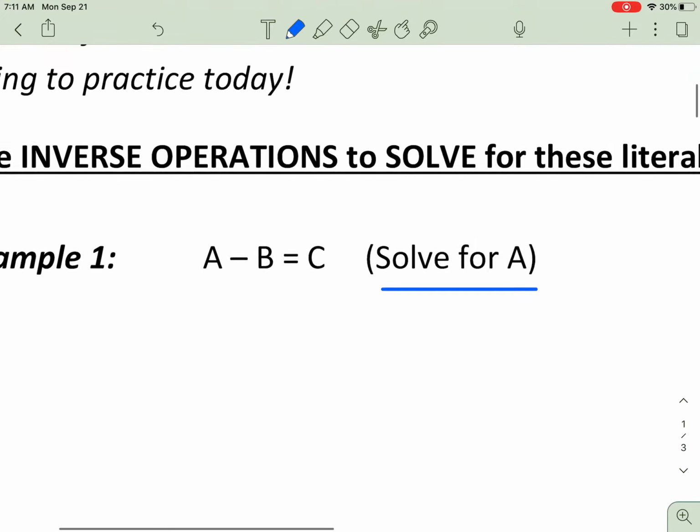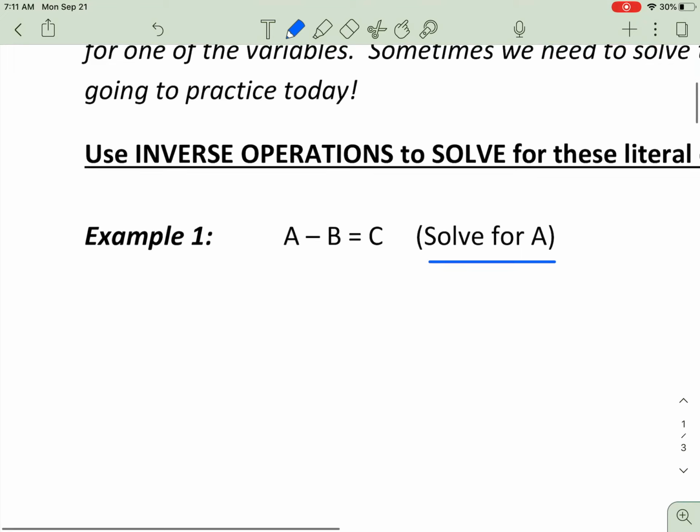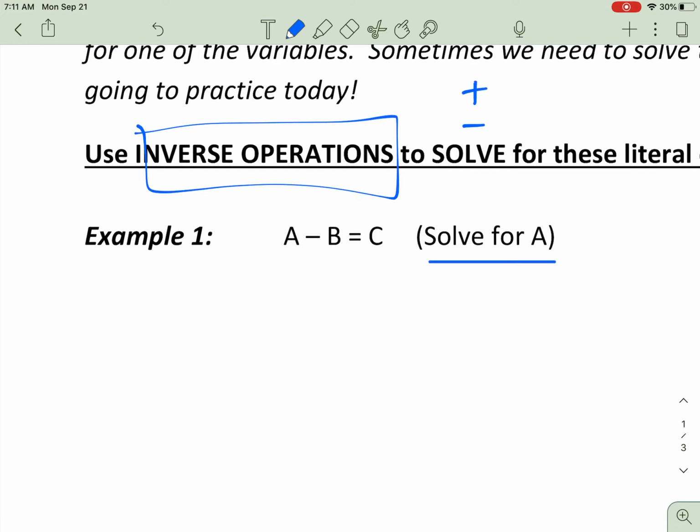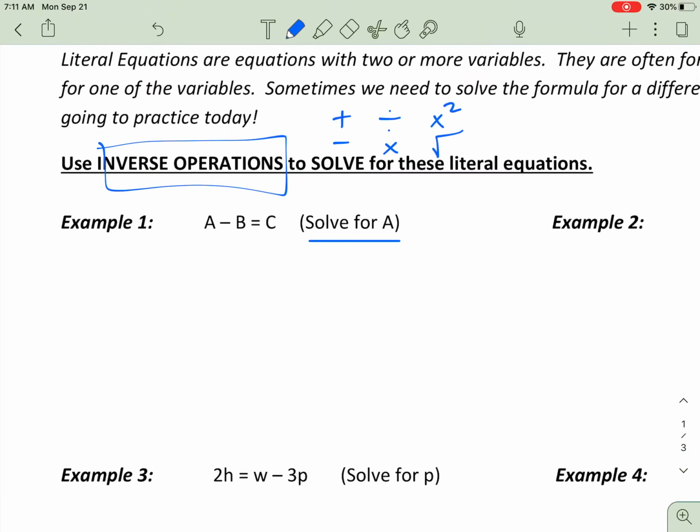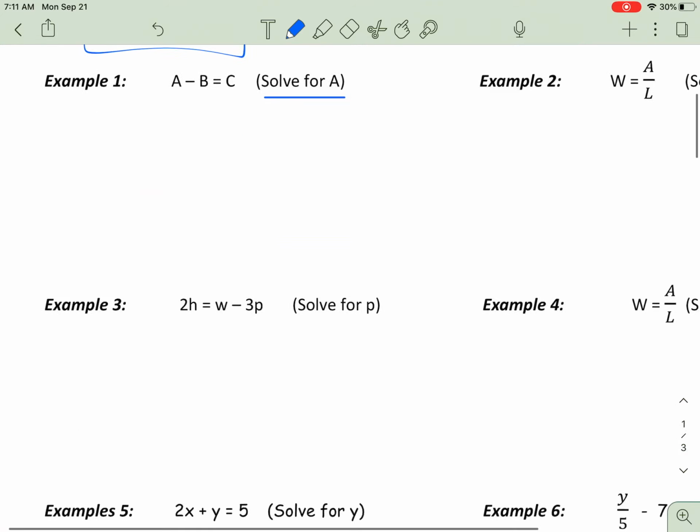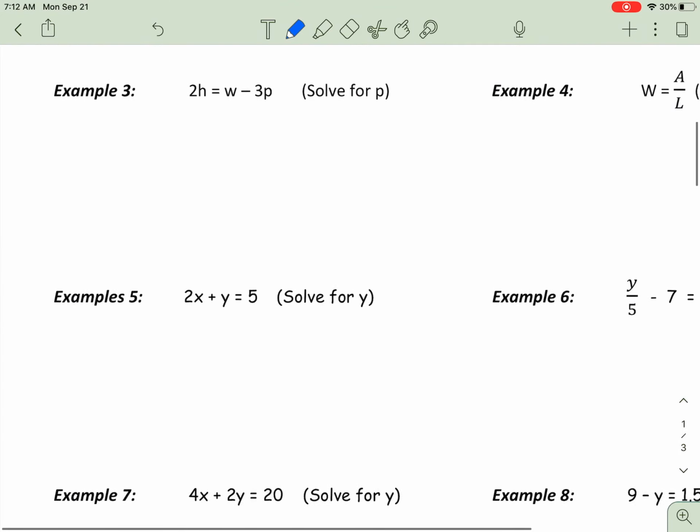But that's okay, because we're going to still use the same operations that we used before, which are inverse operations. So if it says plus, we want to subtract. If it says division, we want to multiply. If it's something squared, we want to take the square roots, right? So using all those inverse operations. All right, so let's go ahead and dive into it. We're going to go through some examples, and then you'll have an exit ticket.